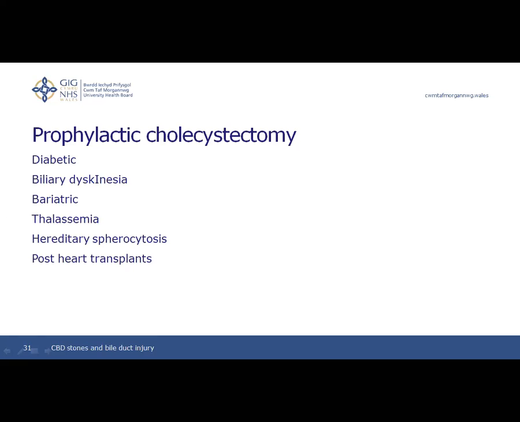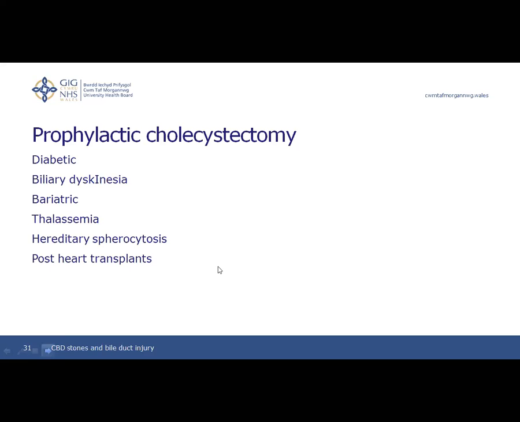Any patient who has a blood disorder, like hereditary spherocytosis or thalassemia, can go for prophylactic cholecystectomy nowadays. Patients who have had a heart transplant also go for prophylactic cholecystectomy. I'm not sure what the reason for cholecystectomy is in a patient who has got a heart transplant.